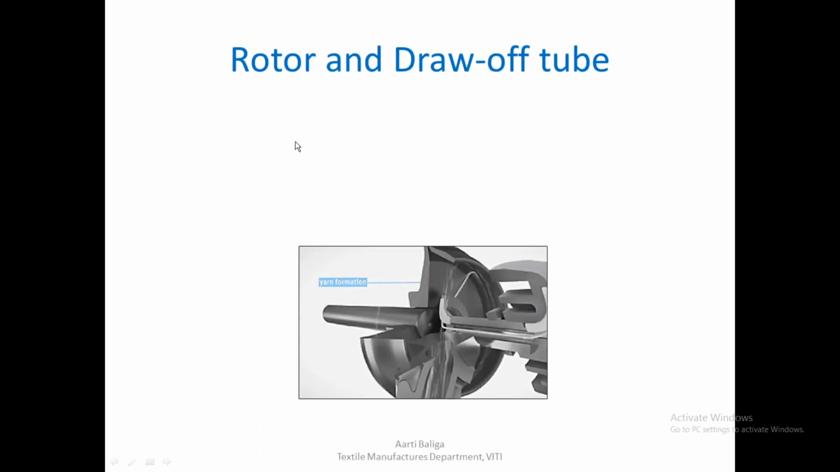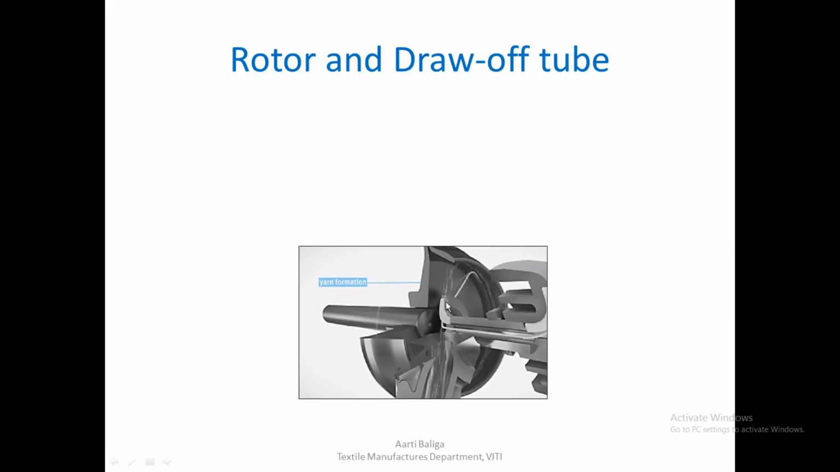So let's see, after the fibers enter the rotor, how does it go further on? We need to see the rotor and the draft tube. The fibers will enter and deposit themselves in the groove here. As you can see, this groove shape and all this we will discuss later. The fibers get deposited here, and the seed yarn is entering through the draft tube here. This is the tube, and this small piece which you can see is the nozzle. The details of this nozzle also we will see in the coming lectures. So the fibers are deposited.